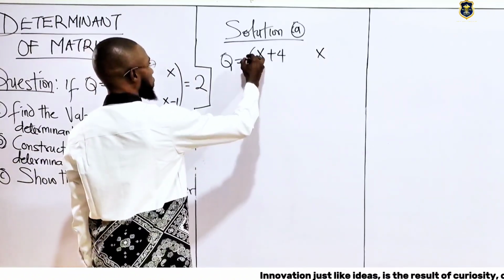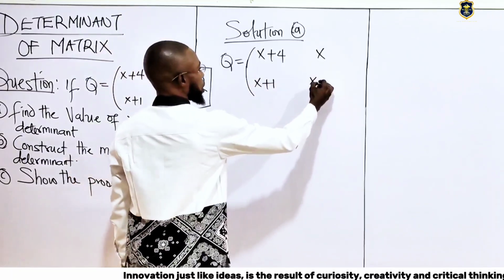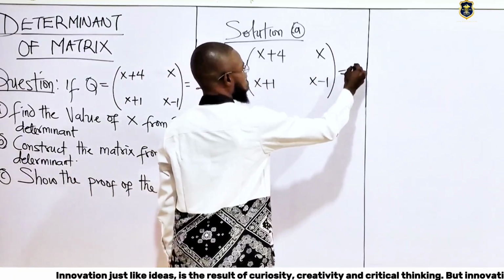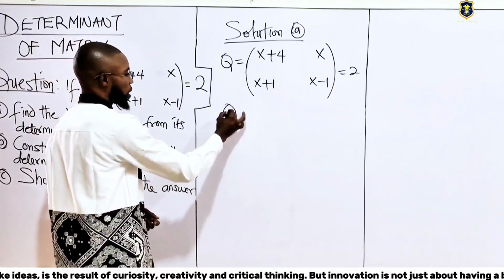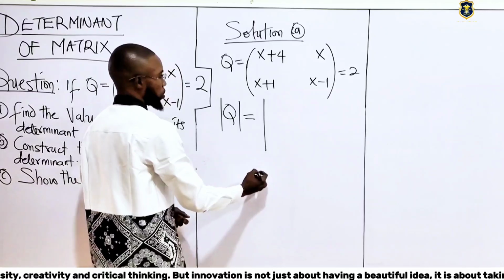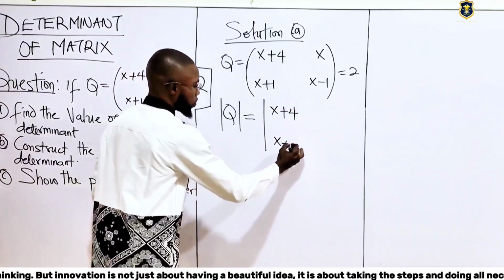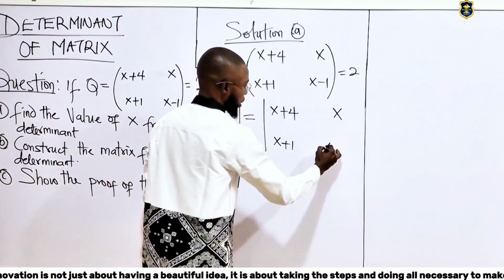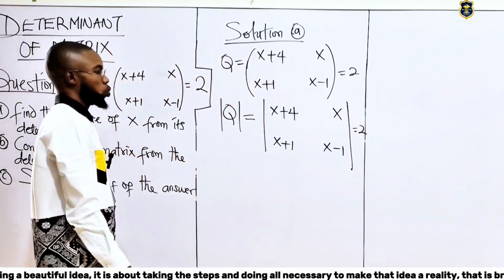Here we have x plus 1 and x minus 1 equal to 2. So doing the determinant of this, it will be Q equal to what? x plus 4, because you're looking for the determinant, x plus 1, here is x, and x minus 1, which is equal to 2. So what do we do from here?